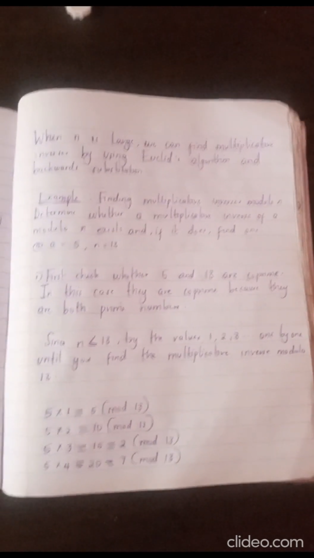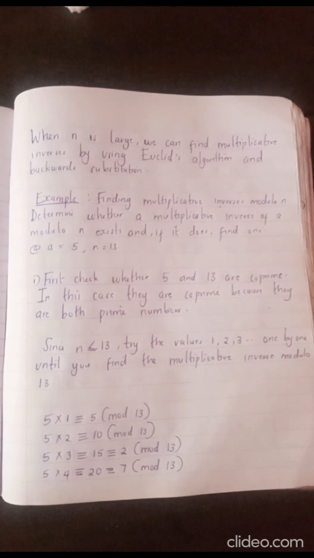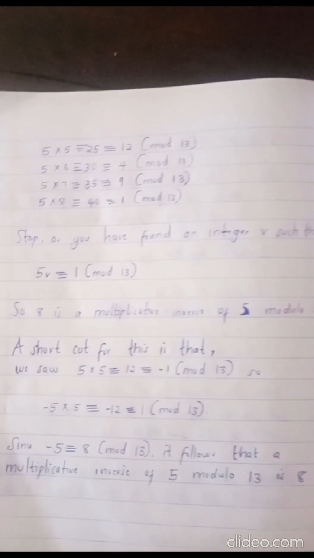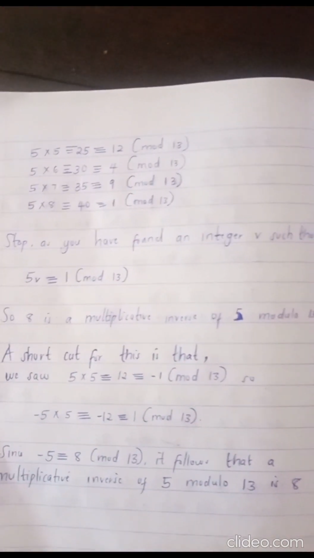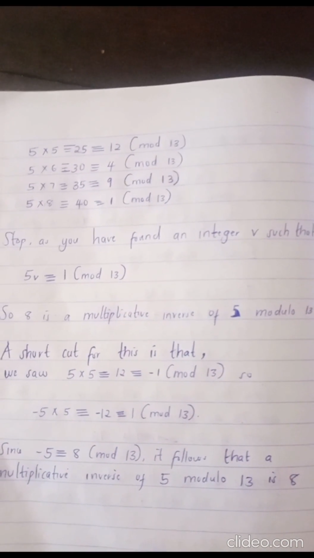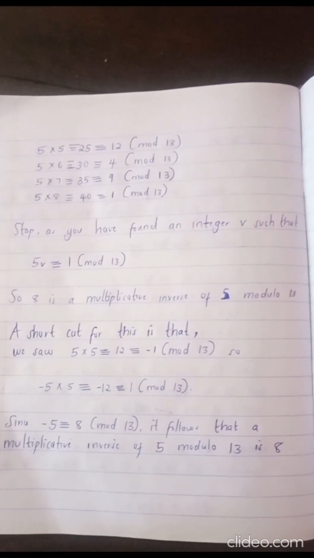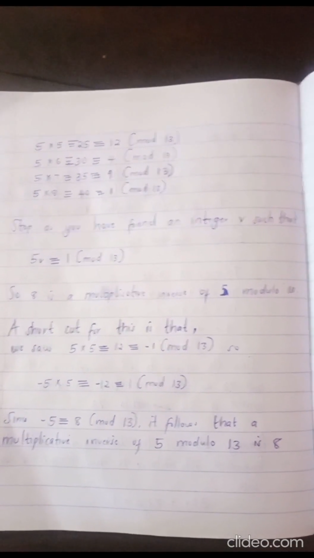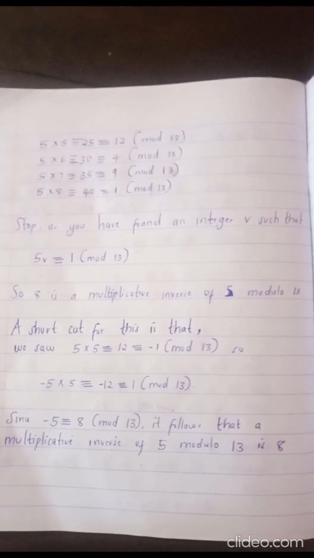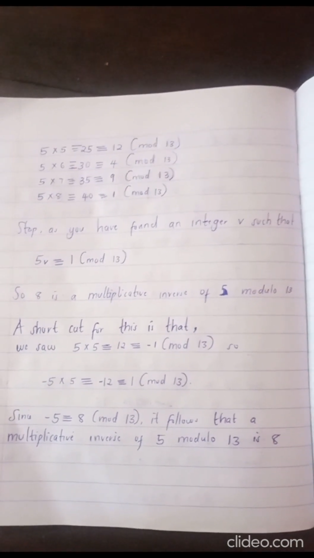In this one, you can find 5 times 1, 5 times 2, 5 times 3, and so on, until we reach 5 times 8, whereby 5 times 8 is 40, congruent to 1 modulo 13. We can stop there as we have found the integer v such that 5v is congruent to 1 modulo 13. So 8 is a multiplicative inverse of 5 modulo 13.